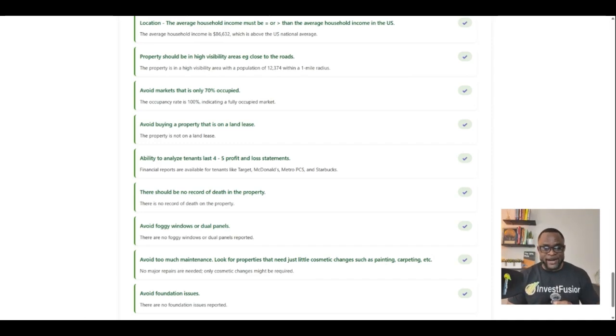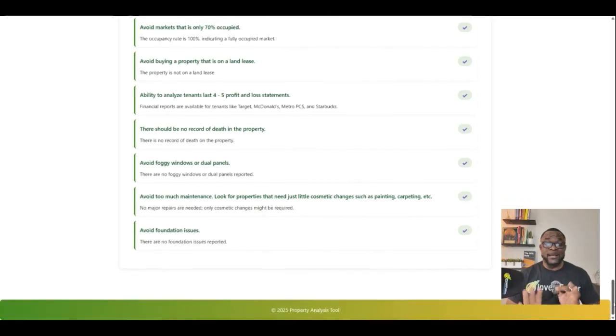Now, finally, there are no foundation issues reported, meaning it has no major foundation issues that have been reported. Guys, this is InvestFusion for you. It has done its analysis for you on this property within 3 seconds, giving you access to over 32 touch points that would take you months of hard work and pain to find out this information. So here you have it, and that is how InvestFusion gives you an unfair advantage over the others.